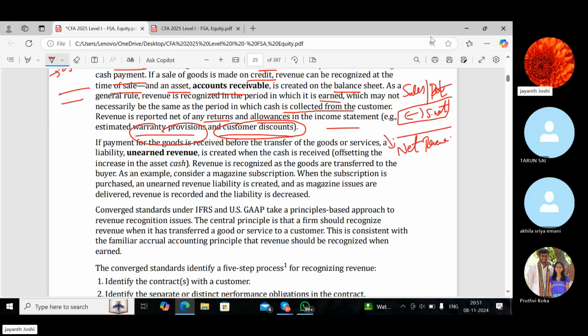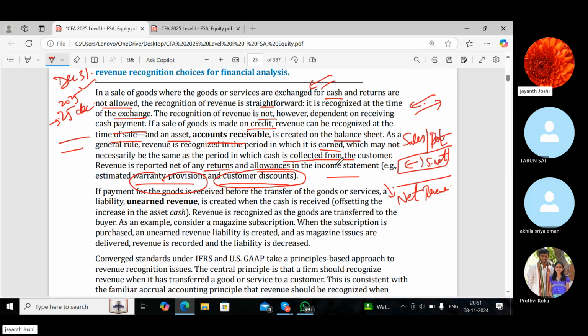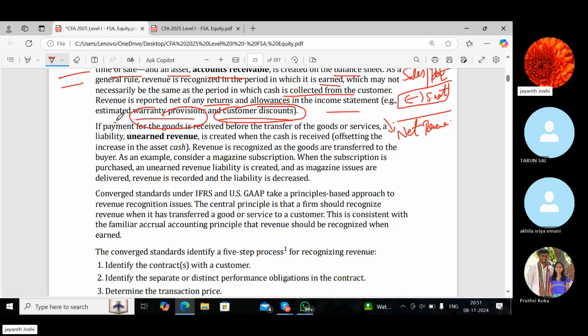Now, this point is fairly clear. Now we come to the next topic, that is unearned revenue, deferred revenue, or income received in advance. I hope the first para is very clear to you. You need to adjust the returns and any trade discount, which happens immediately. You need to deduct there, and then you should recognize your revenue. Any warranty provision is there, etc.